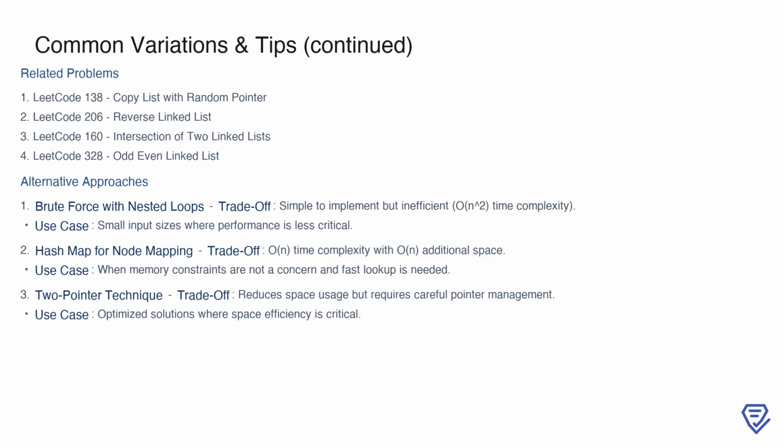A more efficient approach uses a hash map to maintain a mapping between original and copied nodes. This achieves n time complexity but requires n additional space, which is acceptable when memory constraints aren't a concern. Another option is the two-pointer technique, which reduces space usage but requires careful pointer management to ensure correctness. This is ideal when optimizing for space efficiency.